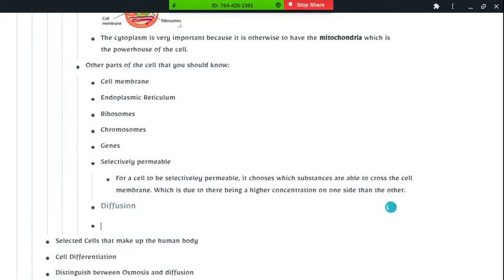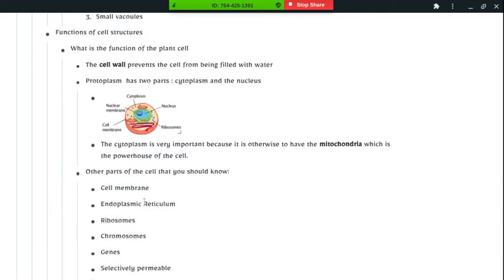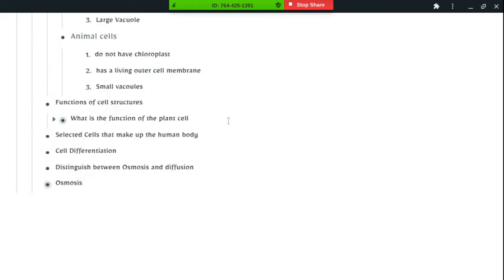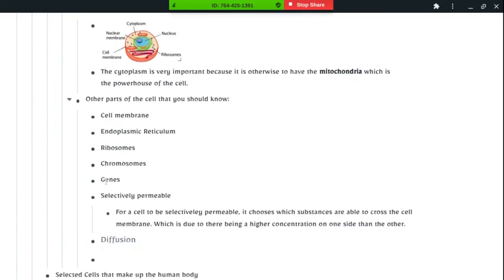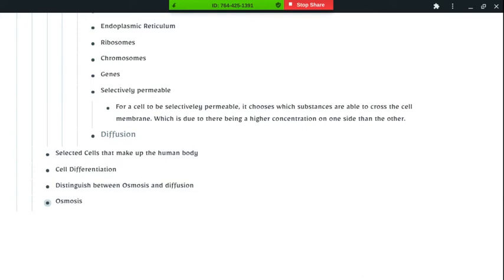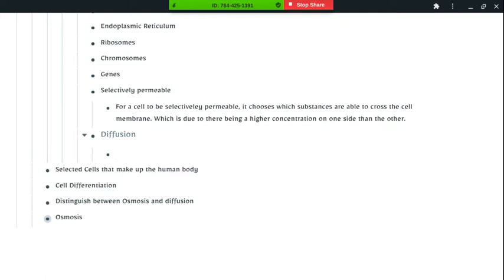Okay. That was diffusion. Now, the general topic that we were under was the functions of the cell. So now that we understand the functions, let's close that up. And let's go to the selected. All right, there you go. So we're gonna now define diffusion and osmosis quickly, and then we'll go into the selected cells. My bad. Let's just define diffusion quickly.